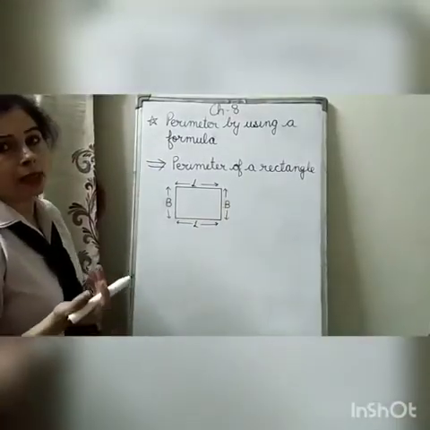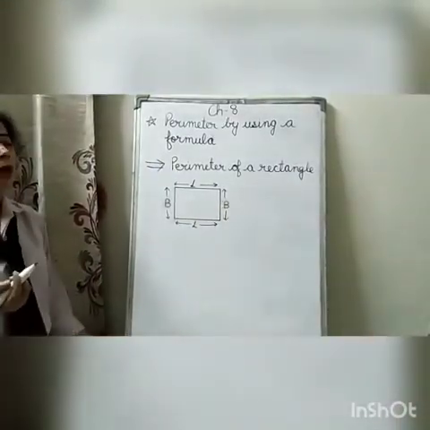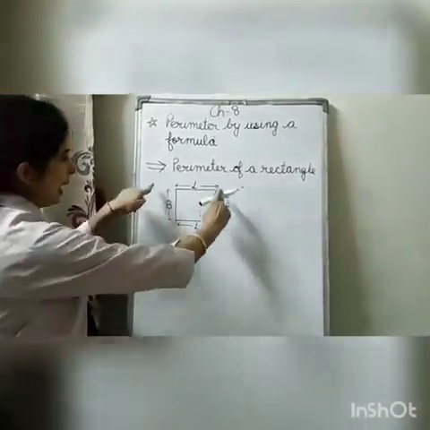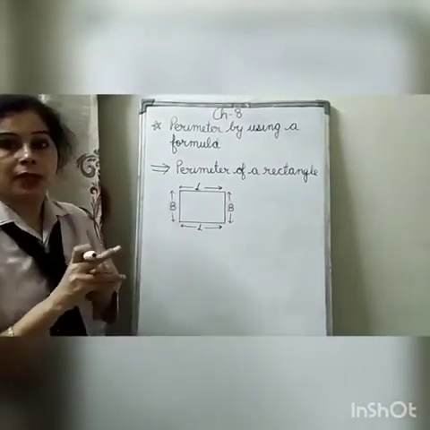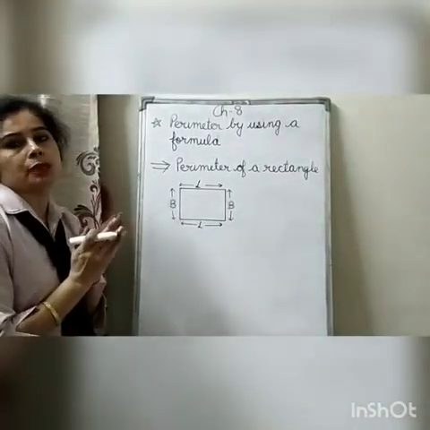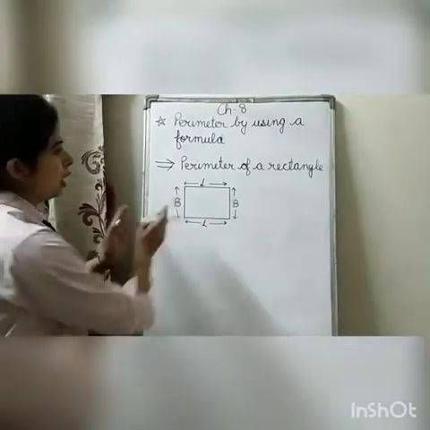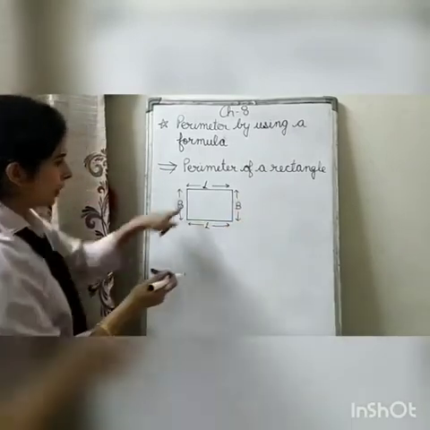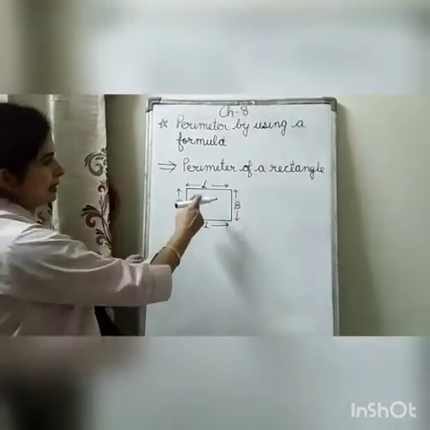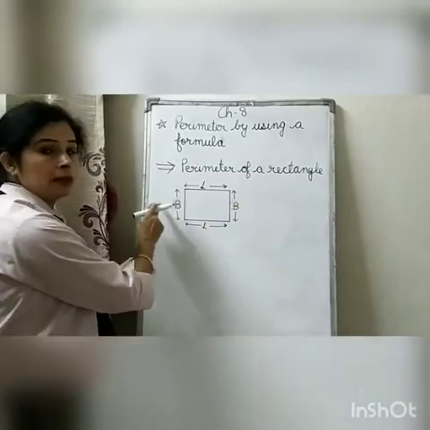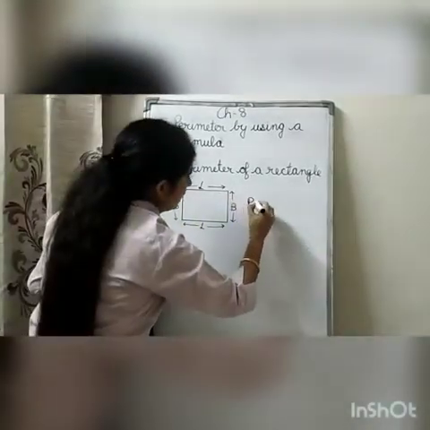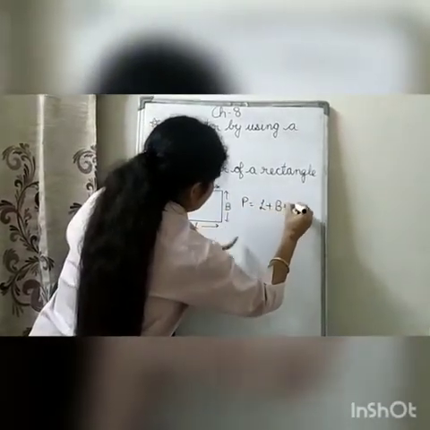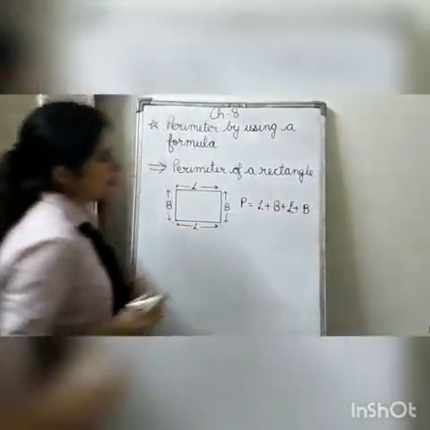Our next topic is to find the perimeter by using a formula. Earlier we were finding the perimeter very simply by adding all the sides. But from that simple process only, we will derive the formula of finding the perimeter of a rectangle. See how? Here is one rectangle. Measurements are length, breadth, length, breadth. Perimeter will be sum of all the sides. Length plus breadth plus length plus breadth.